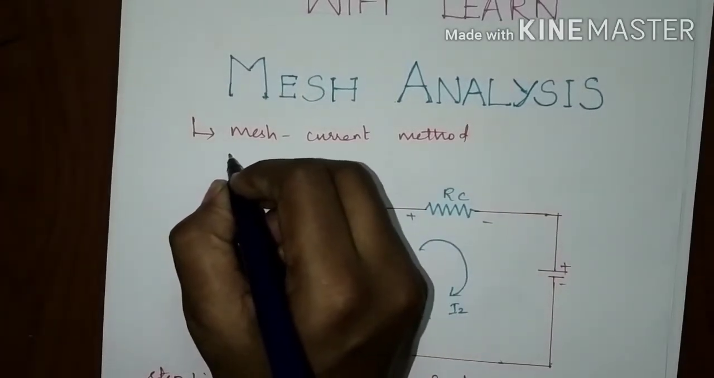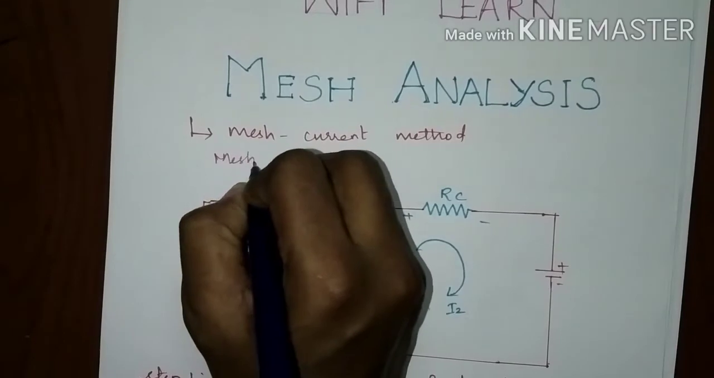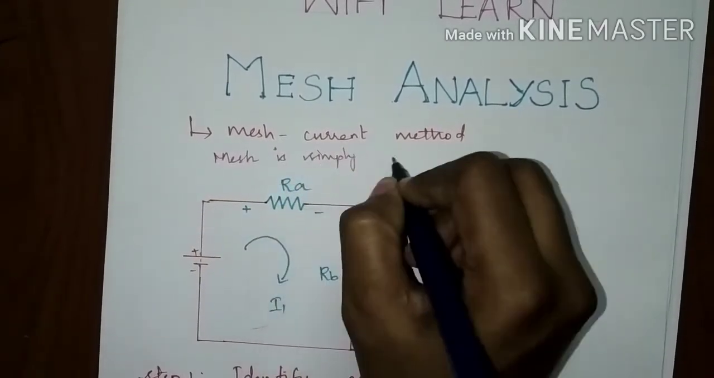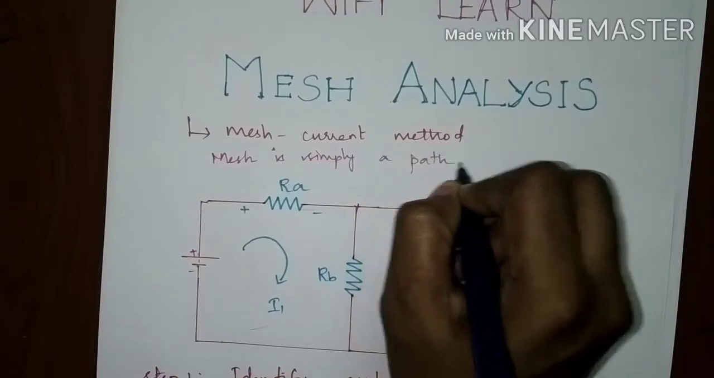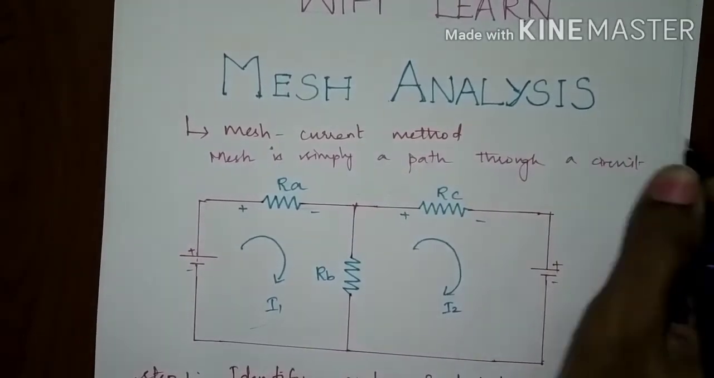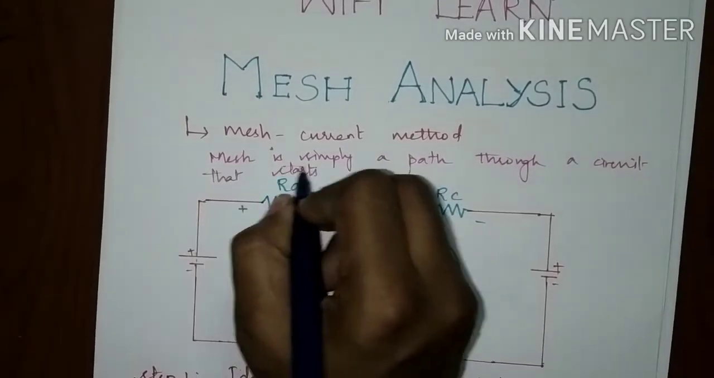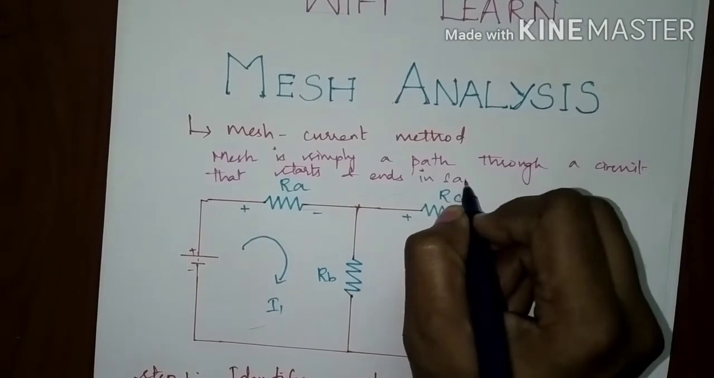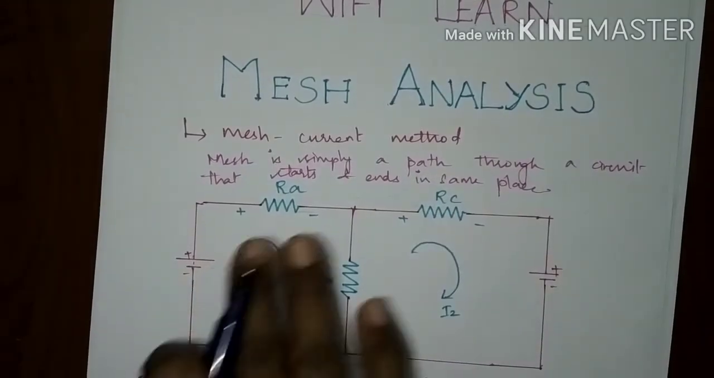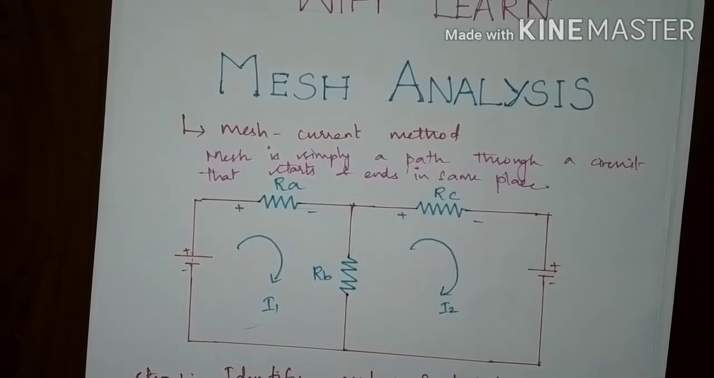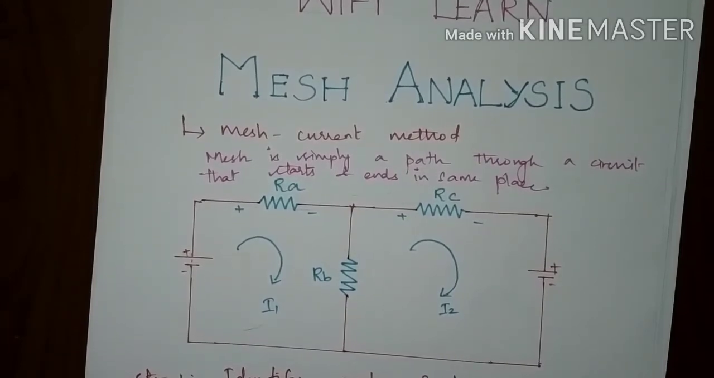So a mesh can be defined as a path through a circuit that starts and ends in the same place. If a loop in the circuit does not enclose any other loop, then that loop is also termed a mesh. These are the definitions of a mesh.